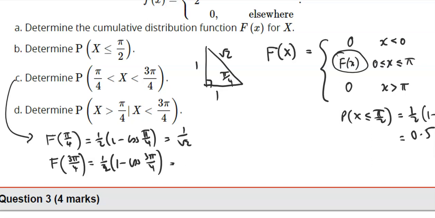So right now, how would I just work out that bit there? By the way, this isn't 1 on root 2. I shouldn't have done that. Yes, it is the cast rule. So it's going to be 1/2 1 minus 1 on root 2. So let's just leave it like that for the moment, okay? So cos of 3 pi on 4.